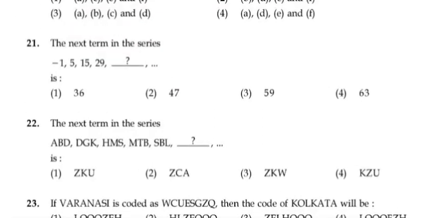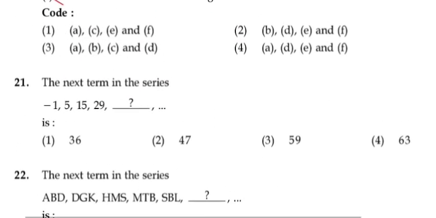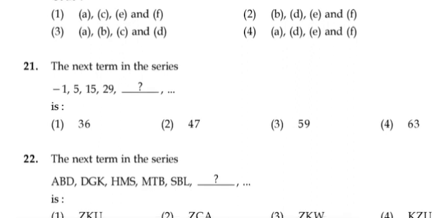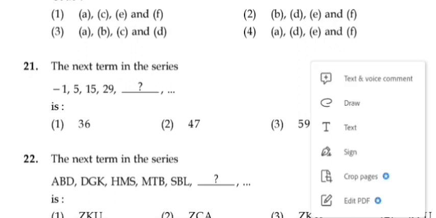Number 21. It is a numerical ability question. The next term in the series will be what? -1, 5, 15, 29, then question mark. What will be in that question mark? 36, 47, 59, 63. 21. Correct option will be 47.